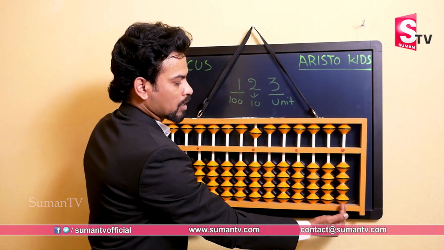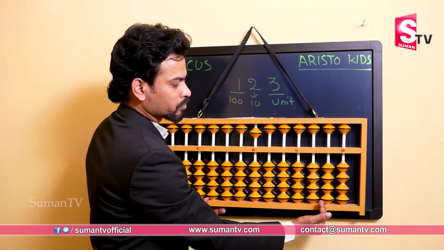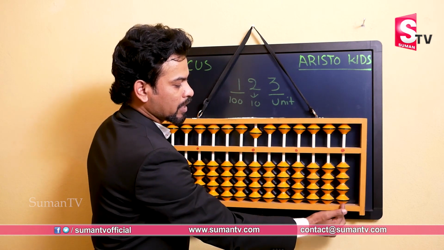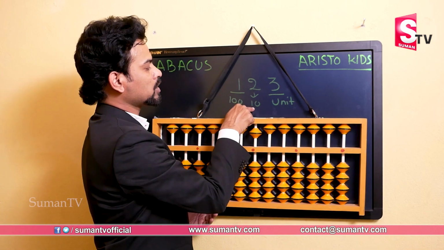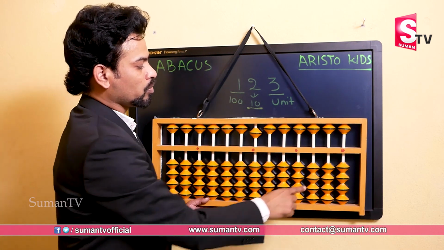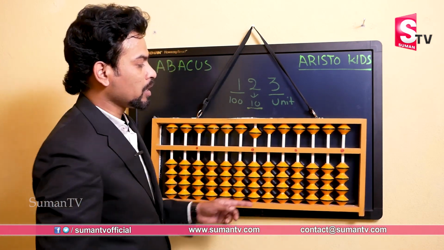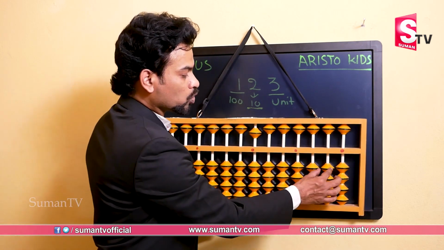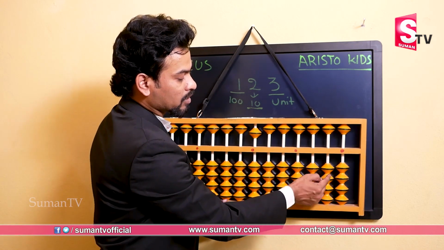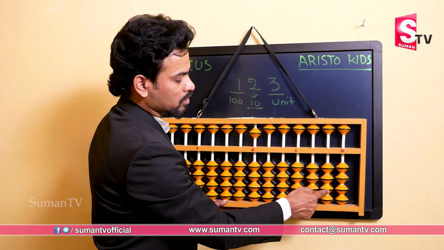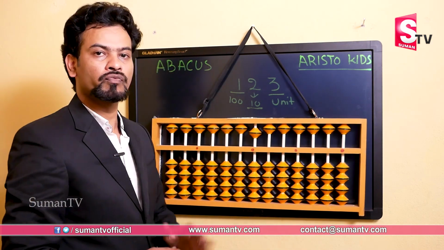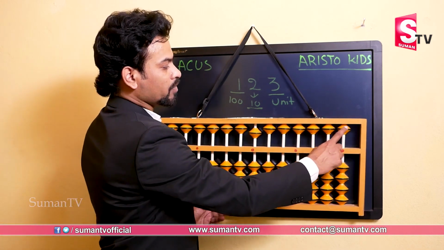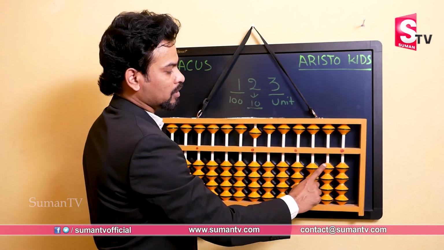Left to unit, this place is called the tens place. Here you can see this is the tens place. In the tens rod, each lower bead has a value of 10. This is also 10, this is also 10, this is also 10, and the upper bead has a value of 50. As this is 5, this is 50. This is 1, this is 10.